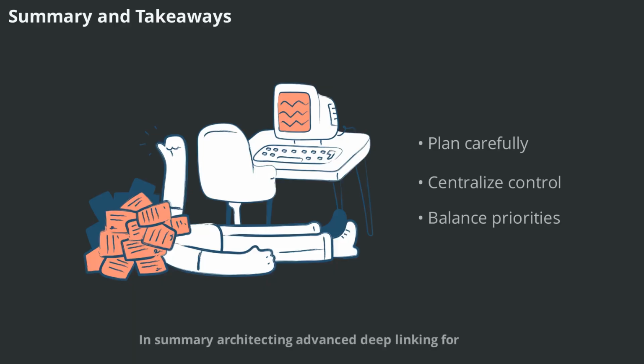In summary, architecting advanced deep linking for large-scale Android apps requires careful planning, modular design, and centralized control. By following best practices and continuously improving your system, you can deliver seamless, secure, and scalable navigation experiences. Remember, the key to success is balancing flexibility, security, and maintainability as your app grows.